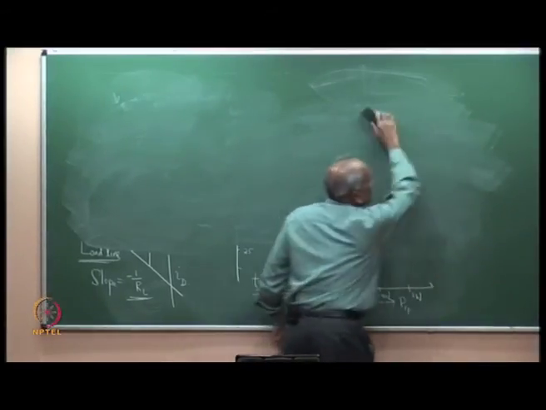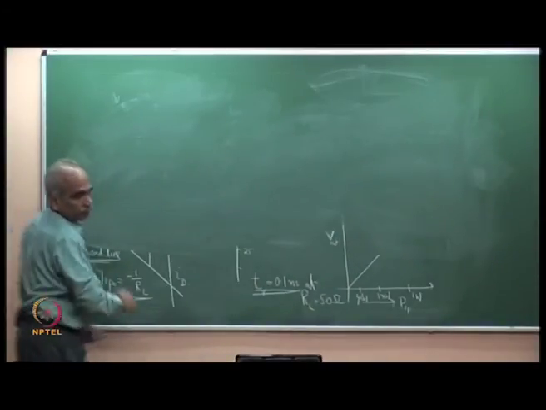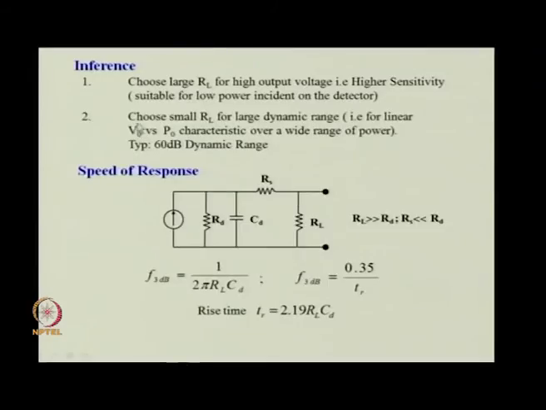So, I have discussed the dynamic range, linearity and sensitivity. Here are the conclusions. Let me read again. Choose small RL for large dynamic range, that is, for a linear V0 versus P0 characteristic over a wide range of power, typically 60 dB dynamic range.